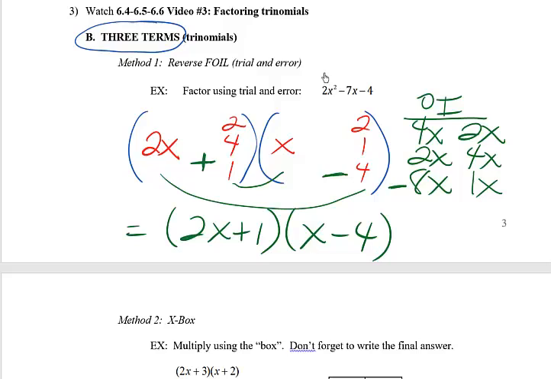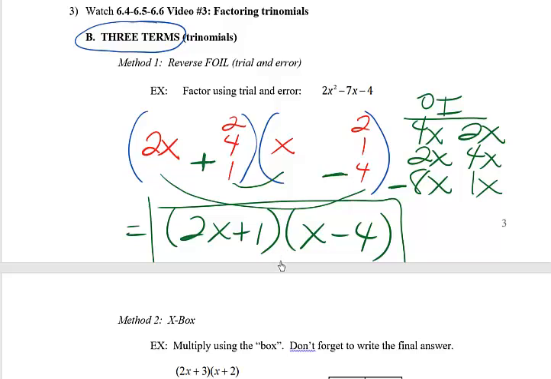2x times x, 2x squared. There's those middle guys, the minus 8x and the plus 1x. That gives me the negative 7x. 1 times negative 4 is negative 4. That's the trial and error method.